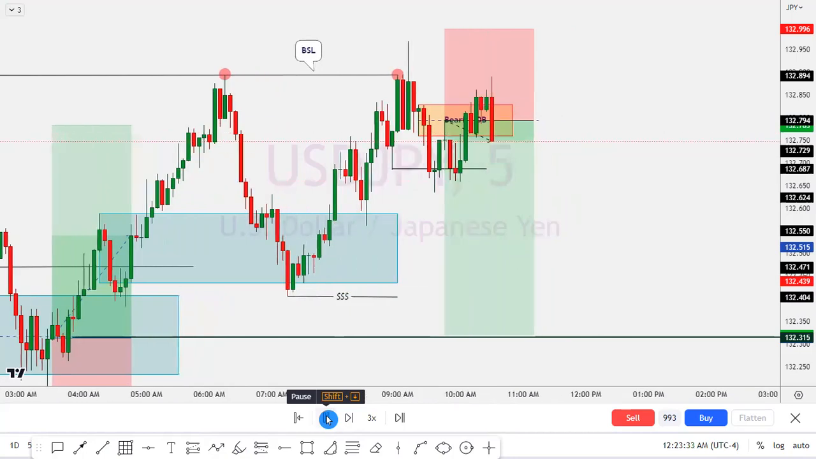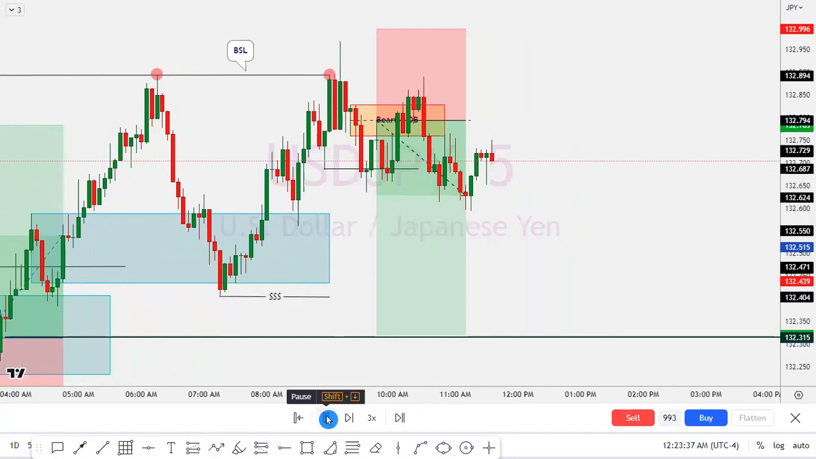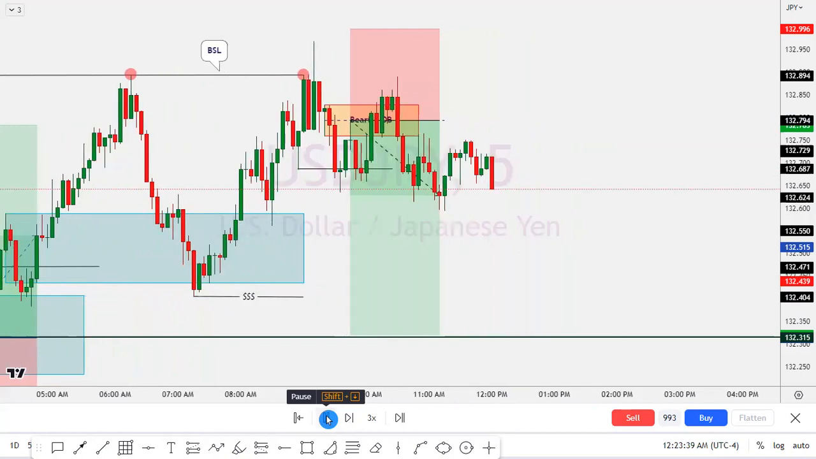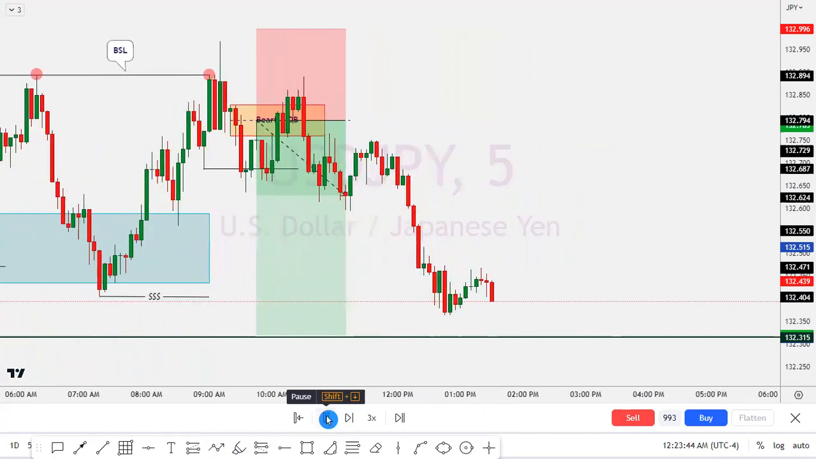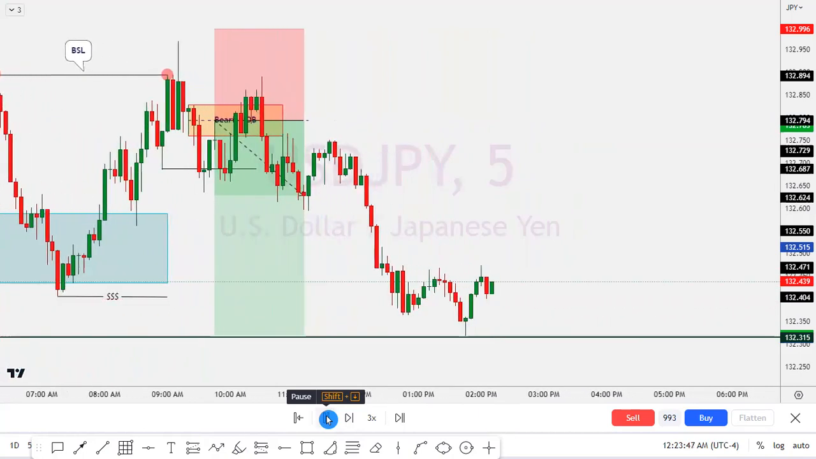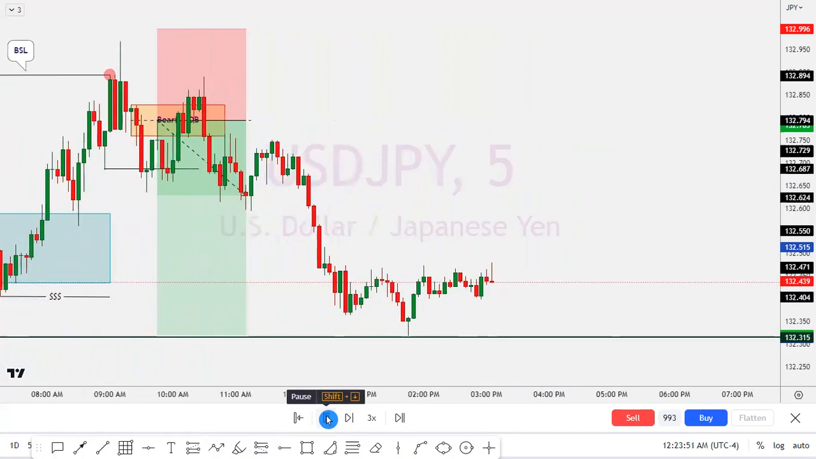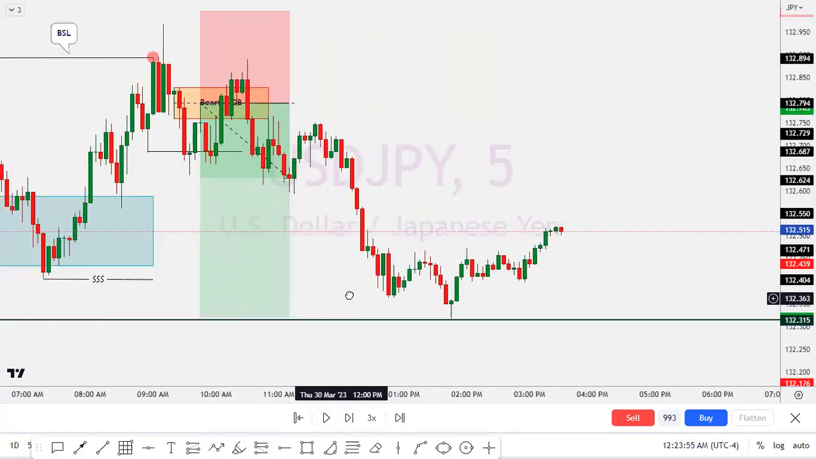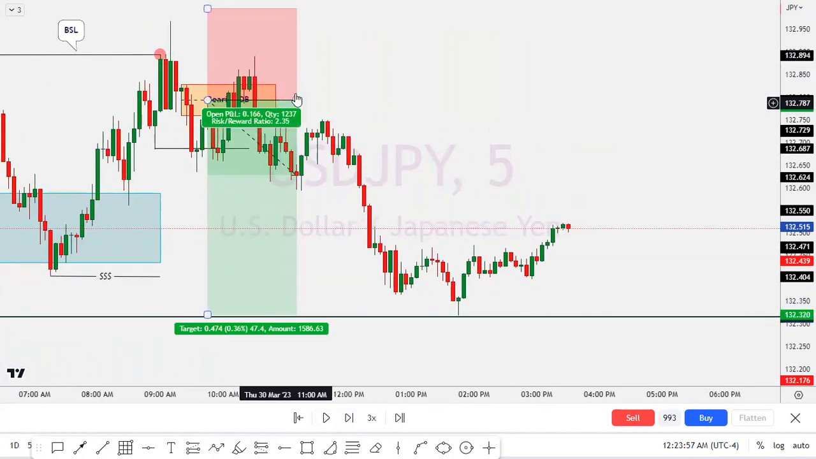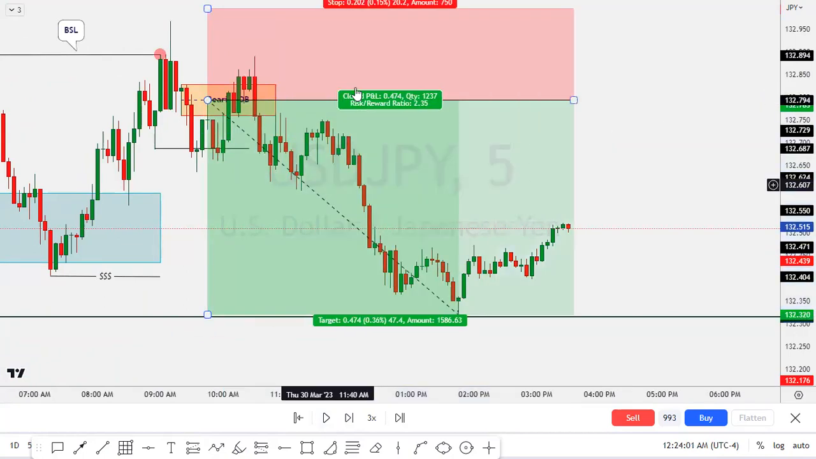Let's see. There we are. Let's see. The price ticks up to TP from here. Let's see if we, yeah, so our TP was hit here. So that's all. Thank you for watching the video.